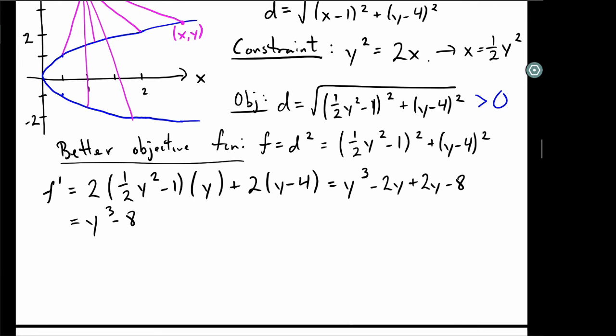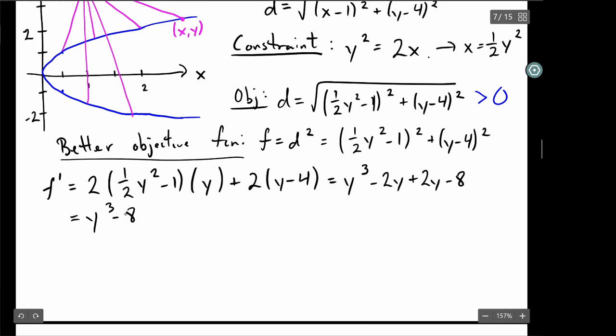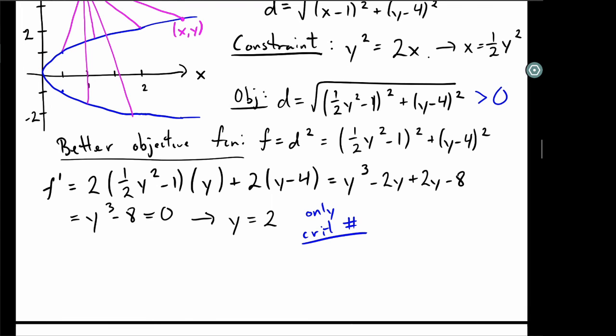And now we want to find critical numbers. And again, this expression here is never undefined. So all right, we'll just set it equal to 0. And this turns out to say that y has to equal 2. So this is the only critical number. Since that's the only critical number, all we need to do is verify whether it's a local minimum or not, right? That's our goal.